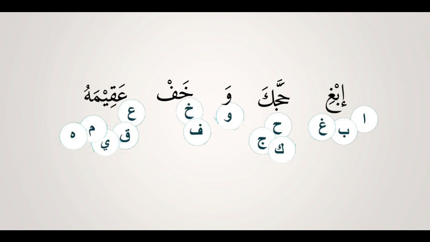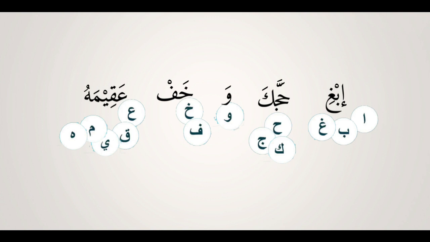Memorize this sentence. Ibghi hajjaka wa khaf aqima. In this sentence, we have the 14 moon letters: hamza, ba, ghain, ha, jim, kaf, waw, kha, fa, ain, qaf, ya, mim, and ha.